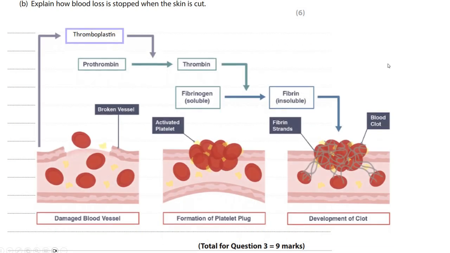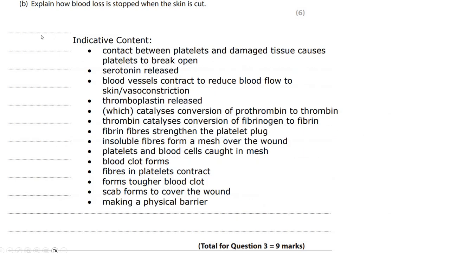Explain how blood loss is stopped when the skin is cut. So, there is contact between platelets and damaged tissue, which causes the platelets to break open. There is also a release of serotonin. The blood vessels will contract to reduce blood flow to the skin, which is called vasoconstriction.